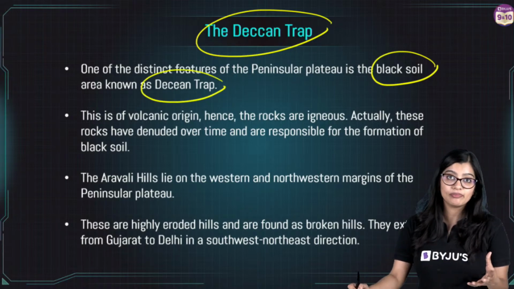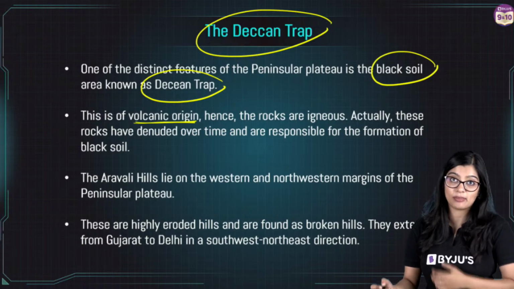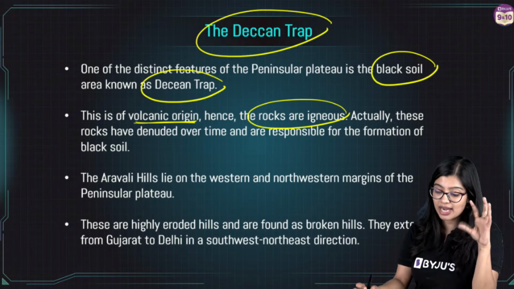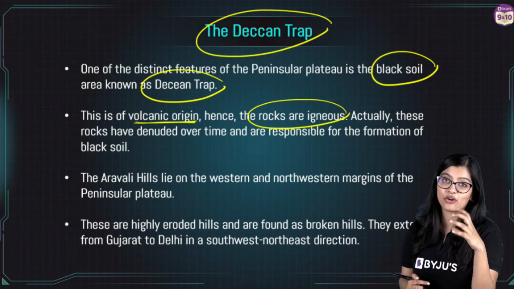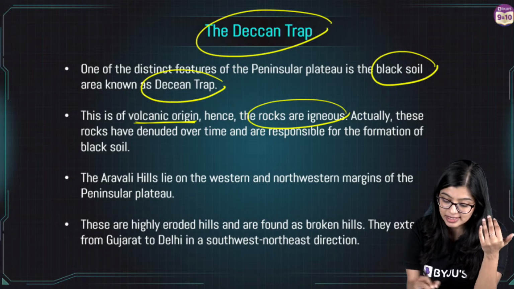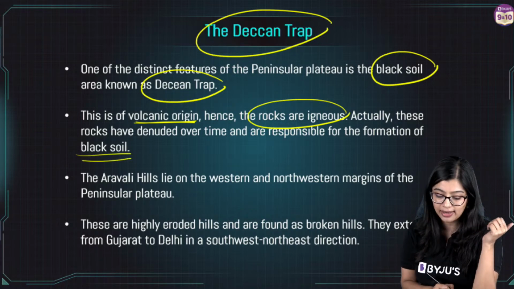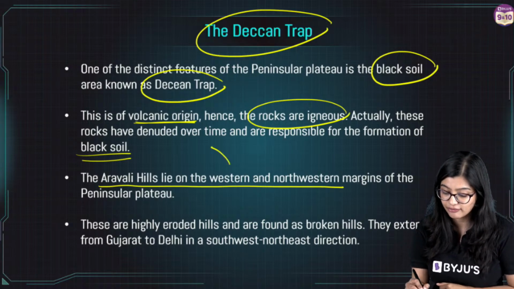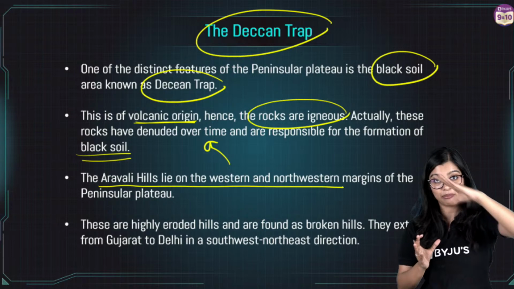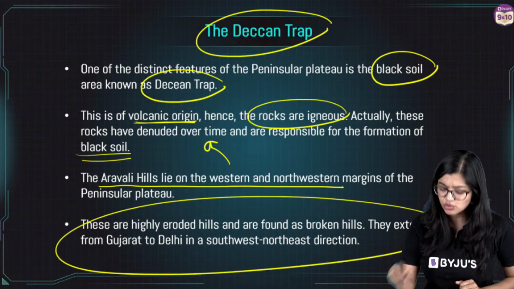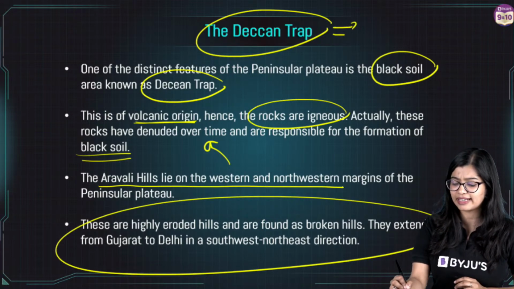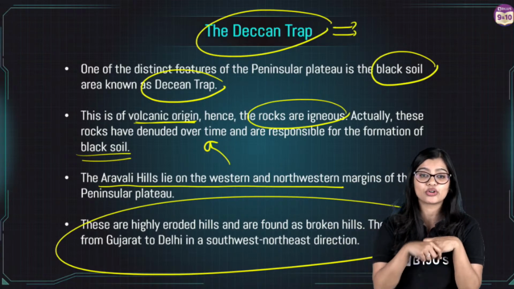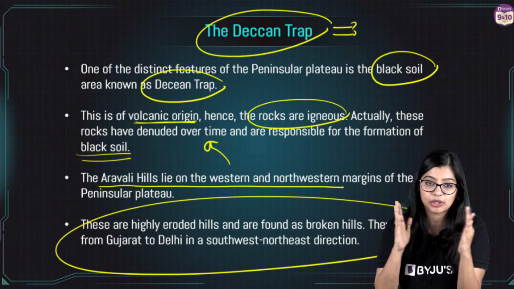Now, why is it so? We know that this area is of volcanic origin. So the rocks we find here are igneous, right? Over a period of time, they have undergone erosion or weathering, resulting in the formation of black soil. Normally, this is bordered by the Aravalli Hills on the western side, and of course, that borders the Peninsular Plateau. So it is important for you to know that in the Deccan Trap region, because of its position and its origin, we have a lot of black soil.